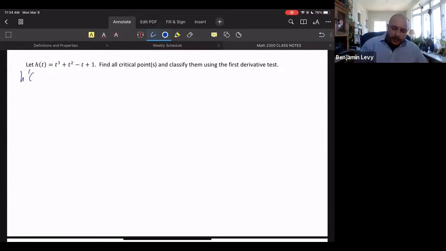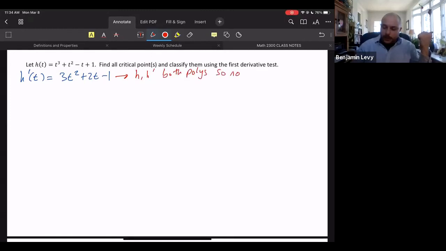And so again, we just take the derivative. It's an easy power rule. 3t squared plus 2t minus 1. No problem. Again, we just got a polynomial, so there's no discontinuities. It is worth saying that because eventually we're going to have to start thinking about that, and I don't want it all of a sudden to be like, oh, well, you never mentioned that before. So I'm going to keep writing this down until we actually start doing it. But anyway, h and h prime are both polynomials, and so we don't have to worry about discontinuities.